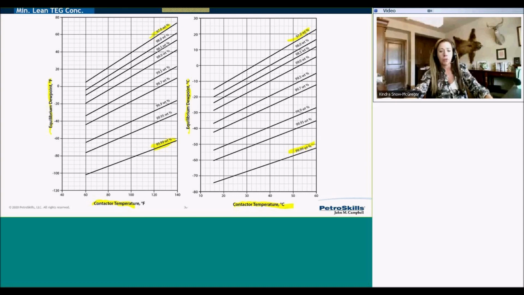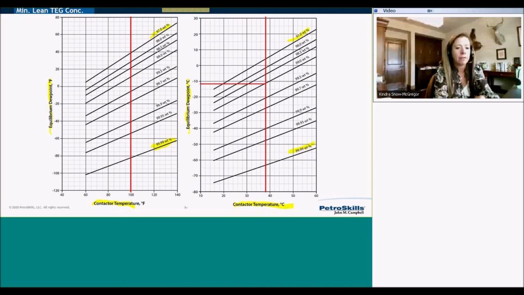So notice I draw my contactor temperature and then I find my equilibrium dew point. And so let's work the example that we have, where my dry gas spec was 10 degrees Fahrenheit or minus 12.2 degrees C. And so I find that dry gas condition. So here's 10F, there's minus 12.2. I draw my line straight across and that tells me if I could get to equilibrium, I would only need 99.0 weight percent TEG.